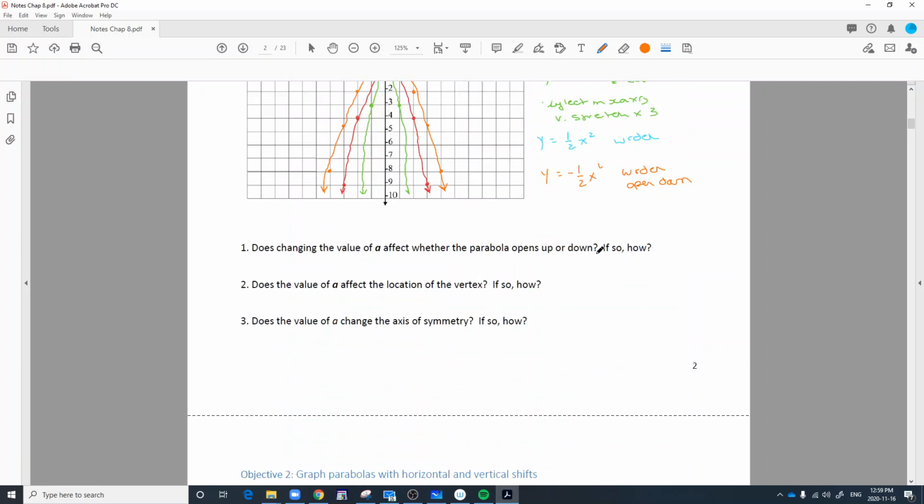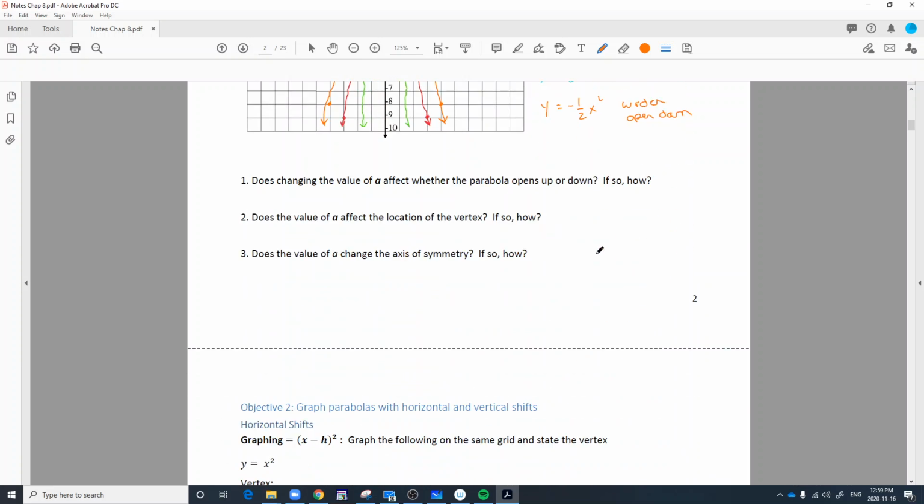There's a little summary at the bottom of this page. It says, does changing the value of A affect whether the parabola opens up or down? Yes. How so? If the A value is positive, it opens up. If the A value is negative, it opens down. Does the value of A affect the location of the vertex? Did the location of the vertex ever change? No. It was 0, 0 every single time.